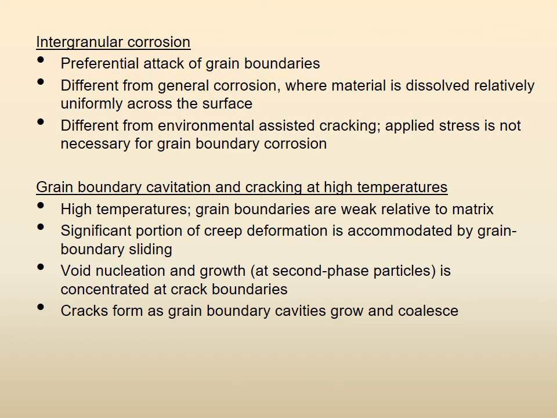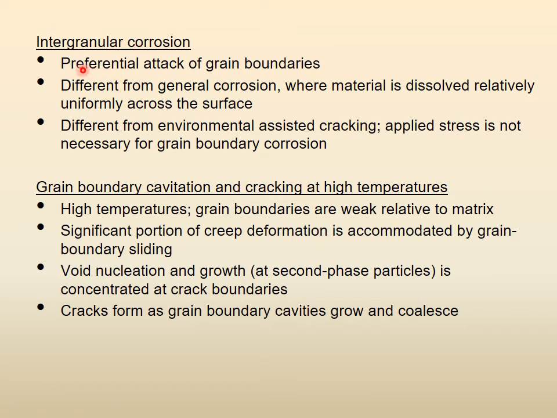Let us now see the third mechanism. It is called intergranular corrosion, right? Now we have already talked of corrosion under environmental assisted cracking, right? So corrosion can happen due to the environment, which is chemical in nature, but that does not happen of this particular type, that is general corrosion.